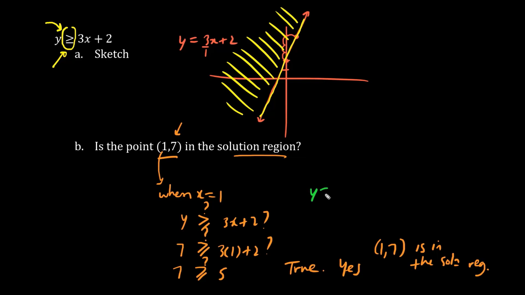Normally, when we have the equation y equals 3x plus 2, when we substitute 1 into x, y equals 3 times 1 plus 2. 3 plus 2 is 5. So we would expect 1 comma 5 to be on the line. Now when talking about the y value of 7, 7 is way up here, which is indeed in the solution region.